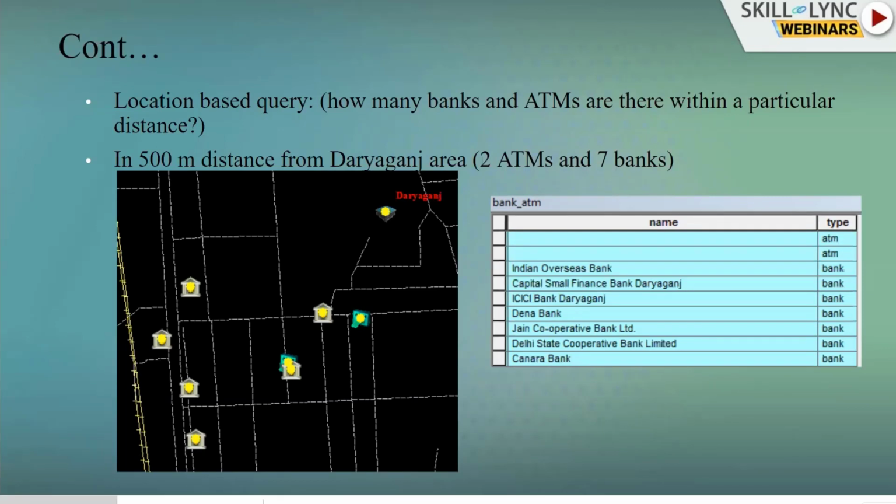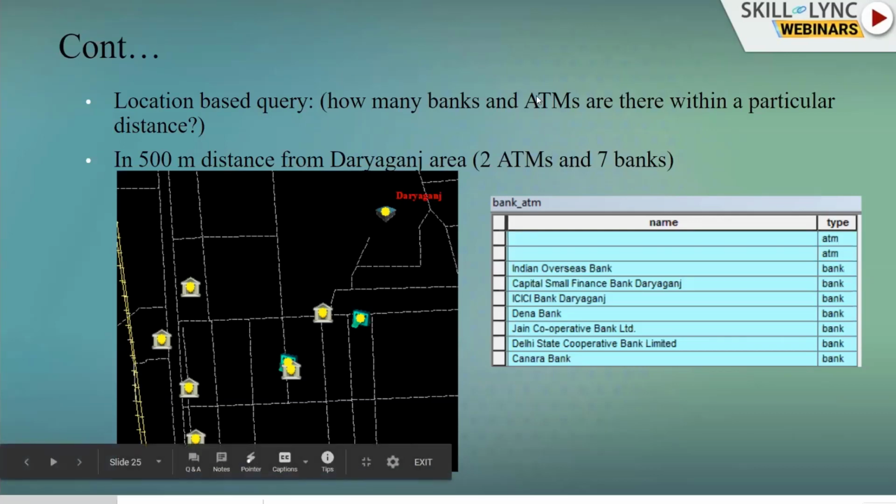The table shows that 7 banks and 2 ATMs are there. So with the help of GIS, we are able to find out that in the Daryaganj area, 7 banks and 2 ATMs are there. In the table you can also see the name of the bank and the ATM, wherever possible.